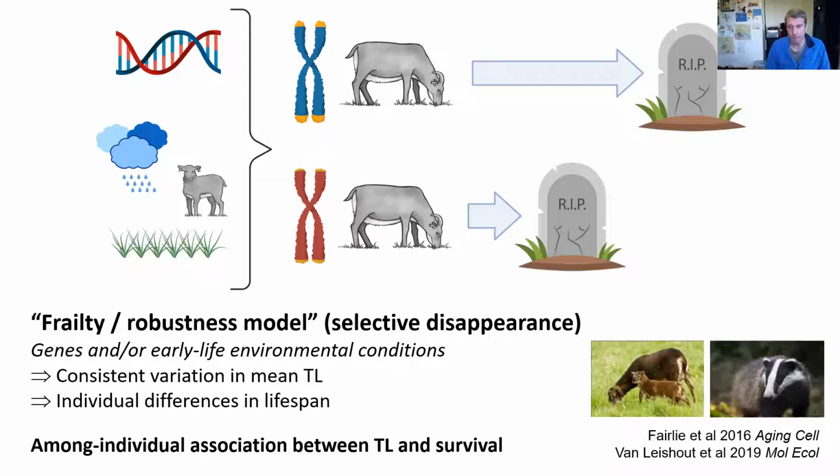And there is some evidence from some studies, particularly in wild mammals, that's consistent with this selective disappearance idea, that individuals with shorter average telomere length are disappearing from the population over time and with age. And these are really the two models that we wanted to try and test in our Soay sheep system. And to do that, we need a lot of longitudinal data, which I'll explain how we generated shortly.